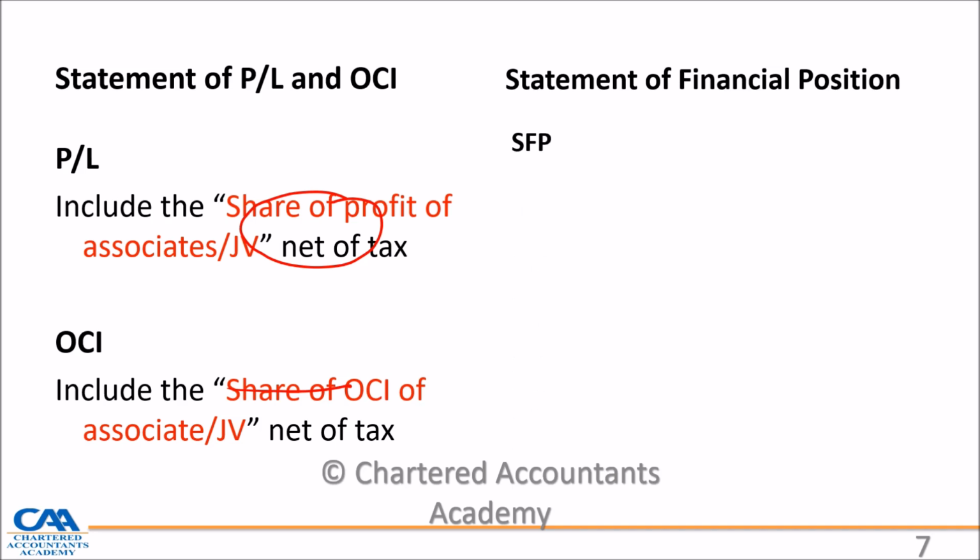Then we talked about the statement of financial position. The investment value goes under non-current assets. So that's where you put your investment in associate or investment in joint venture carrying amount balance.